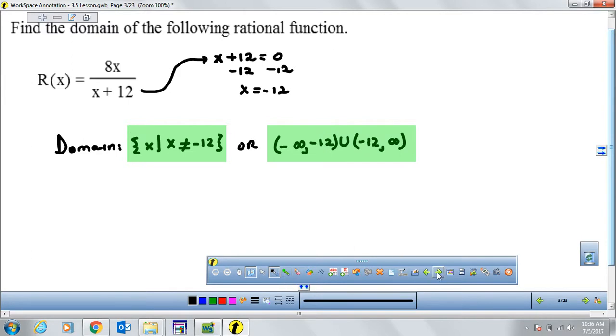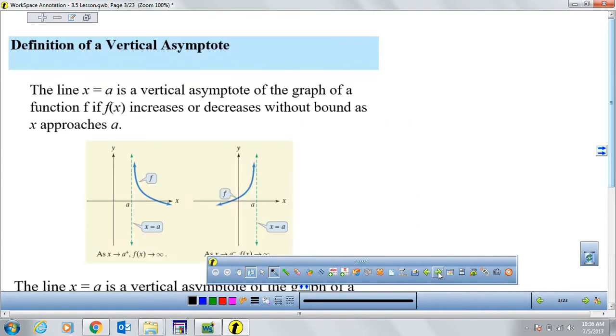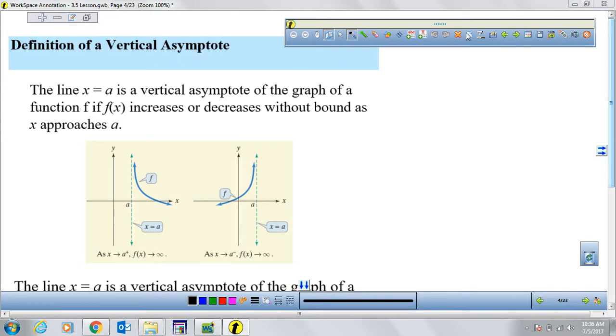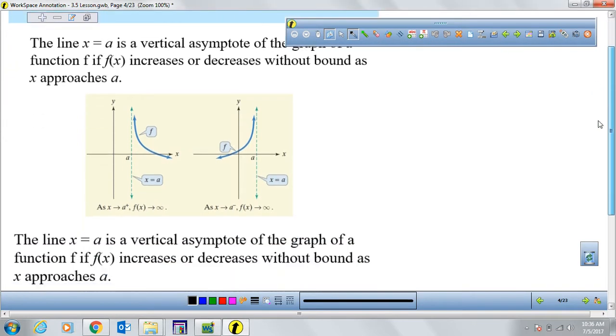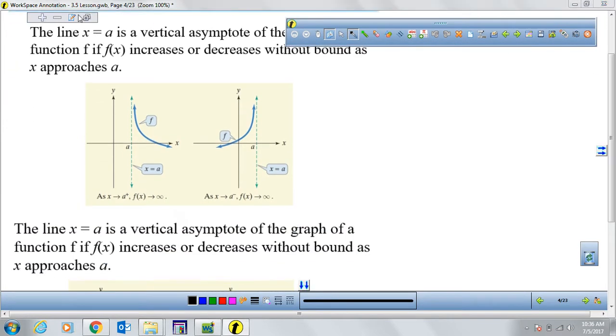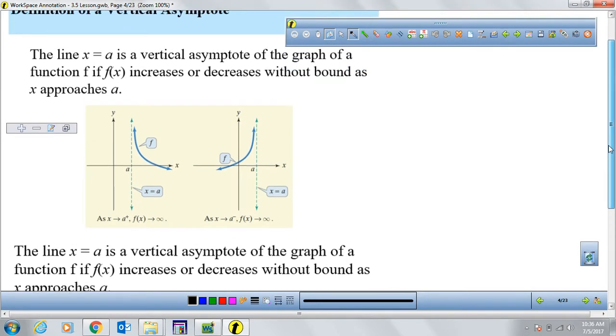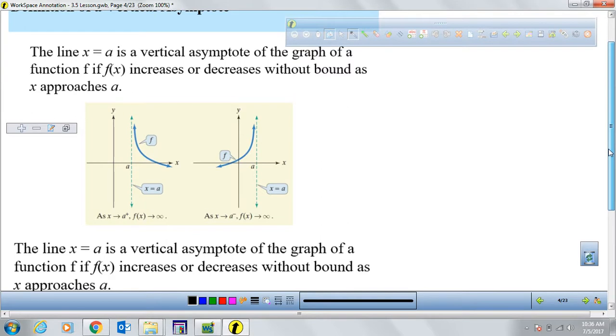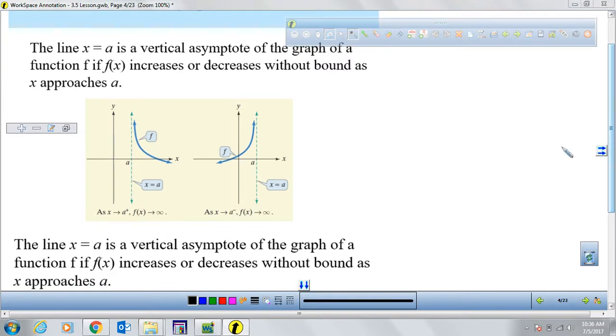Now, the next thing is this. We're going to look at the definition of a vertical asymptote. Now, any value that causes the denominator to be 0, this is one of the things that can happen. Anytime the denominator is 0, that means the function is not going to include that value in its graph, because there is no y value if the denominator is 0. The value is undefined. So this is one of the things that can happen.